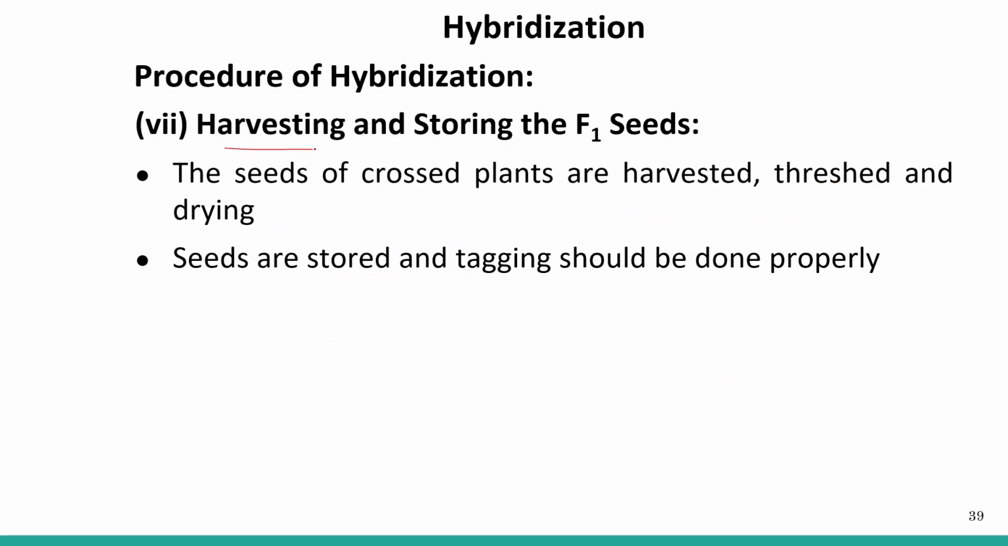Now, the next step is harvesting and storing the F1 seeds. The seeds of the cross plants are harvested. When the seeds are produced, we take out those seeds, which is called harvesting, and then thresh or dry them. Seeds are stored and tagging should be done properly. We will store those particular seeds and also tag them so that we do not get confused with the other stored seeds, right?